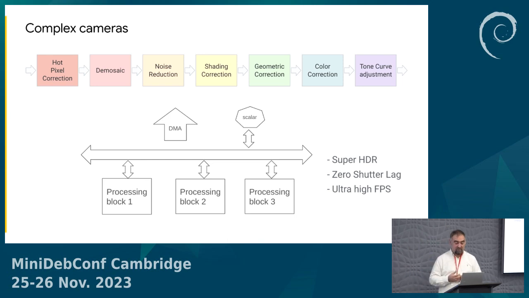They pretend to be a set of modules one after each other, but in reality, it's their own computing system. It's a computer inside your computer where you have different processing blocks. You have the MA engine. You have a scalar CPU where you can run things, and then they tell you how to use this hardware. And they also use very fancy words. They call it super HDR, zero shutter lag. The more attributes they give, the fancier it is. Super ultra mega frames per second. And yeah.